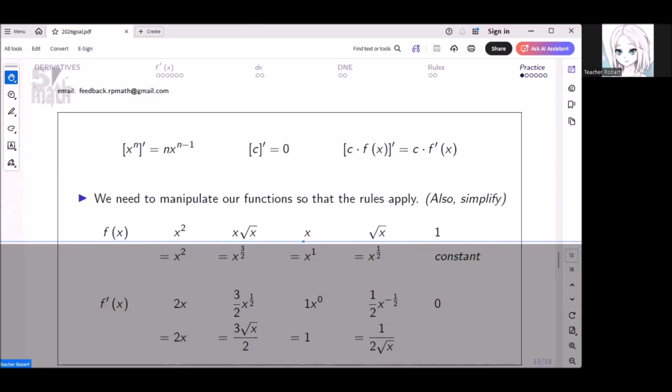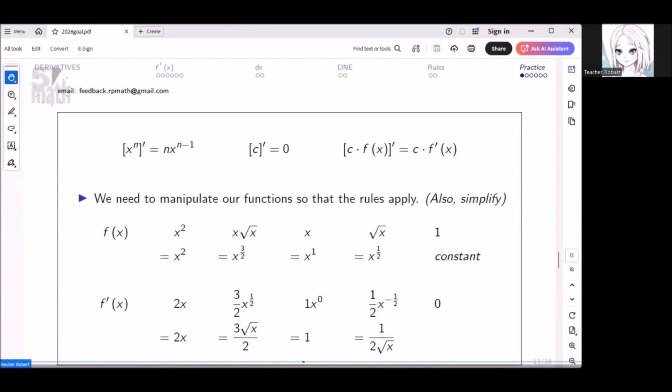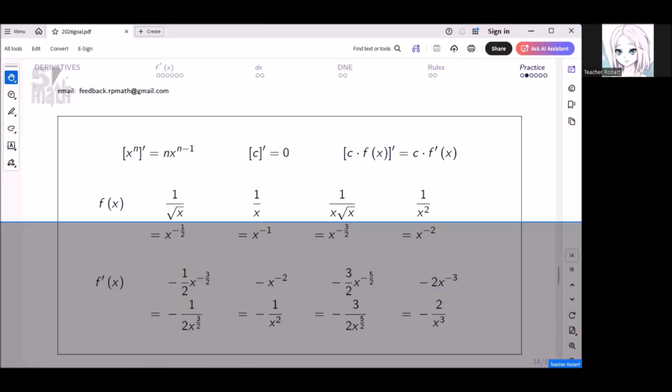Find the derivatives of x squared, square root x, x square root x, and 1. And we have the following. Find the derivatives of 1 over square root x, 1 over x, 1 over x square root x, 1 over x squared.